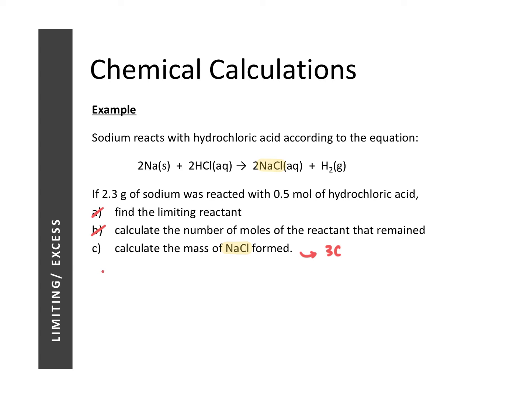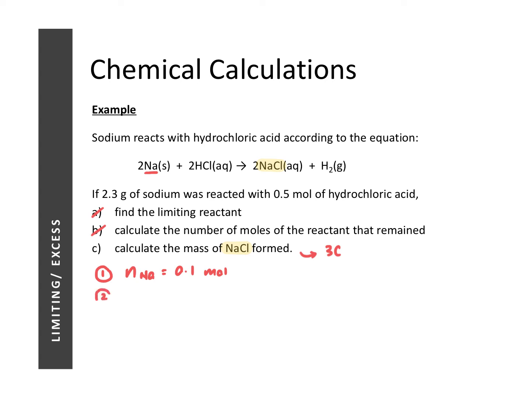Step 1, convert to moles. Now, what do we want to convert to moles? We have 2 reactants here. Remember, the amount of product depends on the amount of limiting reactant. And we have seen earlier that the limiting reactant is sodium. We have also calculated that the number of moles of sodium is 0.1 moles. So step number 1, the first C, is to convert to moles.